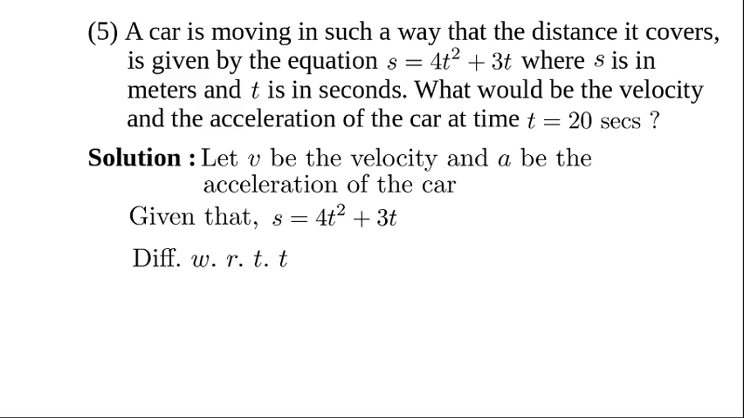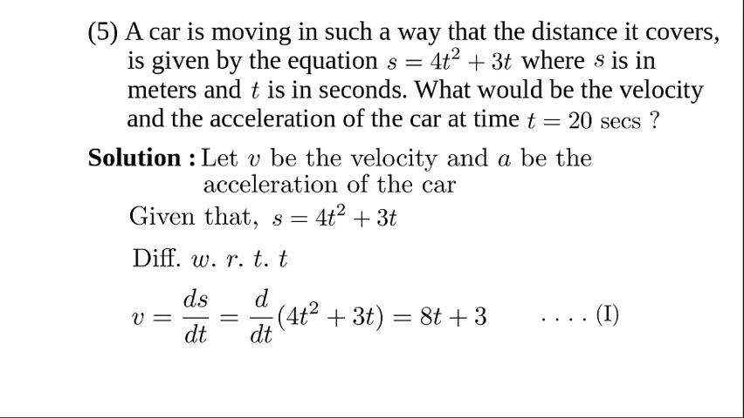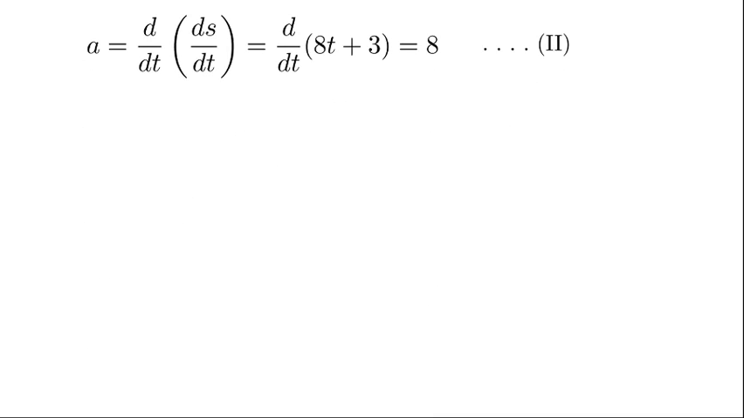Differentiate with respect to t, that gives you velocity. So v equal to ds by dt equal to d by dt of 4t square plus 3t, and that's equal to 8t plus 3. Call it equation 1. Let us differentiate this with respect to t to get the acceleration. So we get a equal to d by dt of 8t plus 3, that's equal to 8, equation 2.